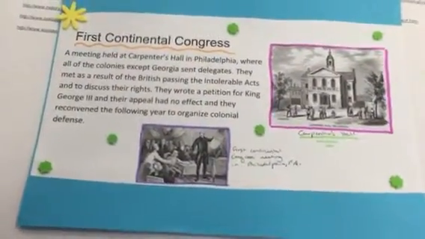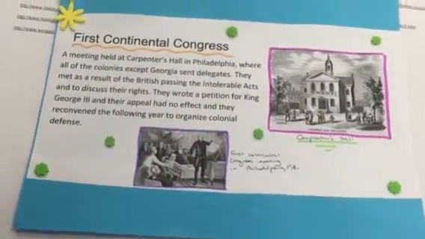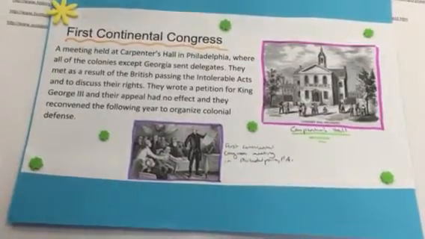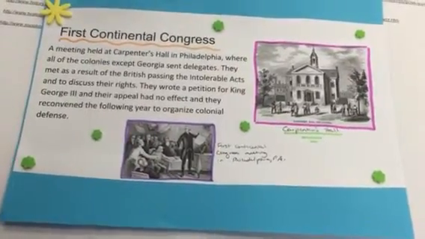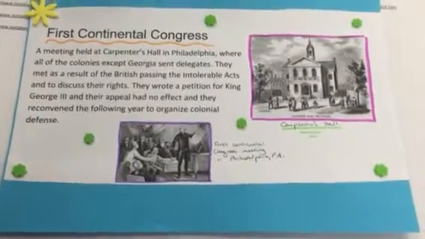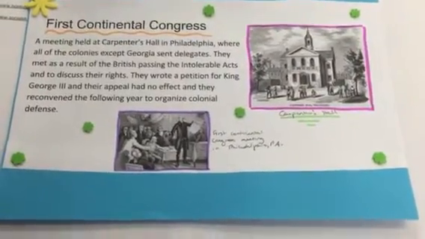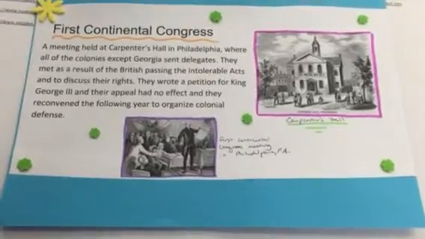The First Continental Congress meeting was held at Carpenter's Hall in Philadelphia, where all of the colonies except Georgia sent delegates. Georgia declined because they were hoping for British help with a problem between them and the Native Americans on their frontier and did not want to upset Britain by sending a delegate.